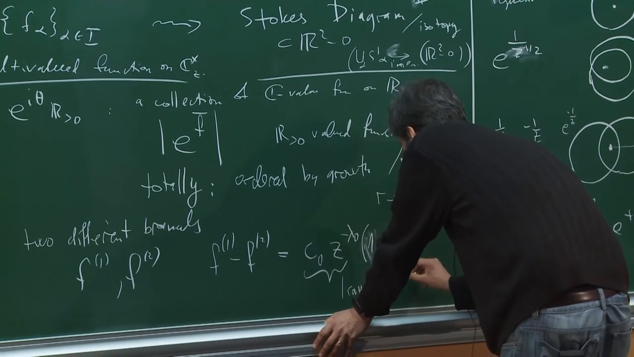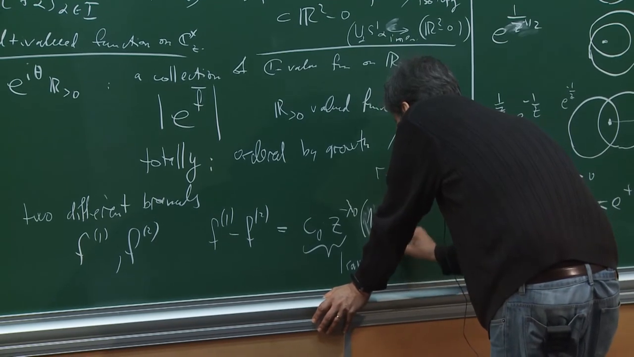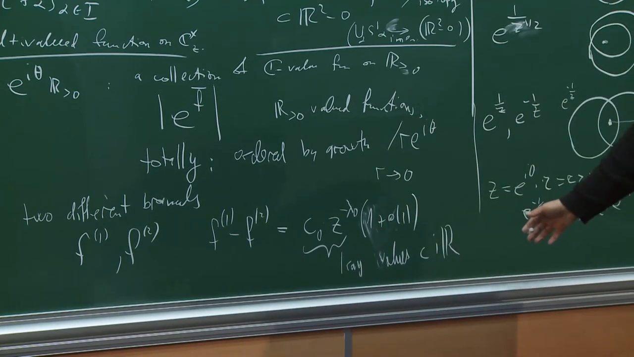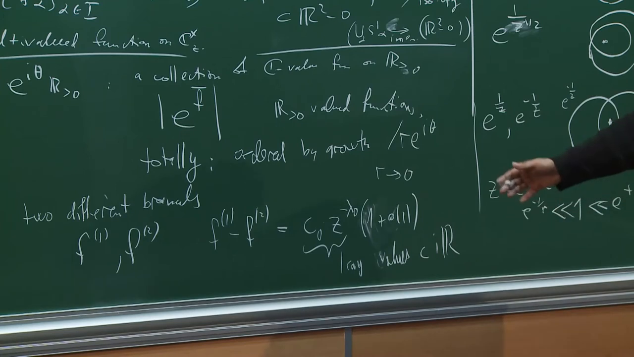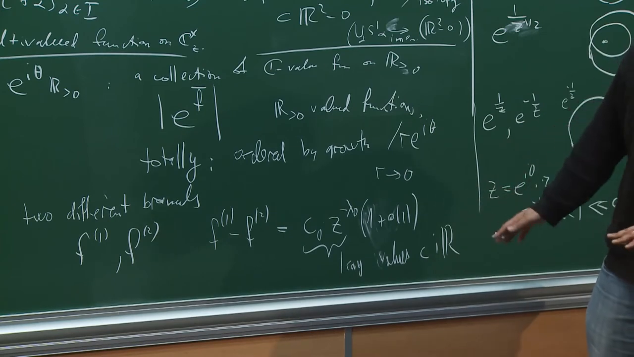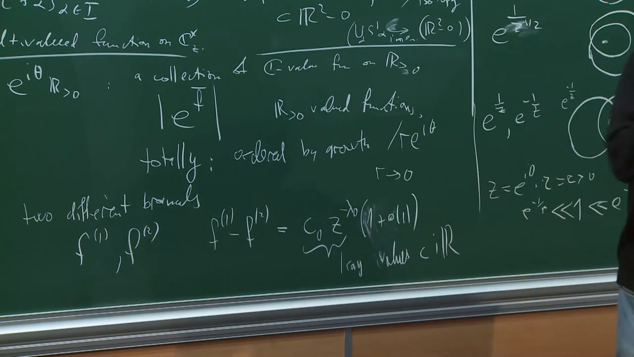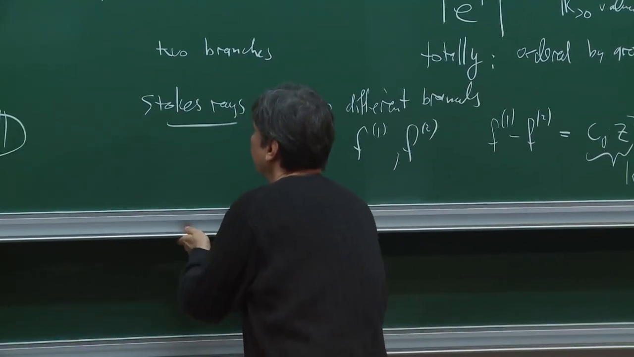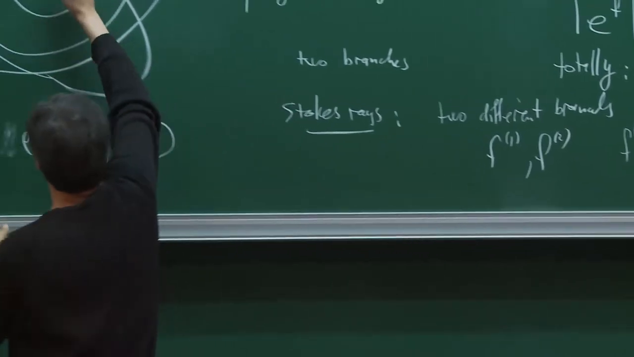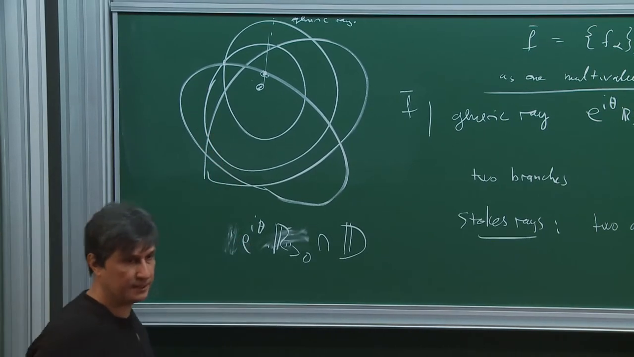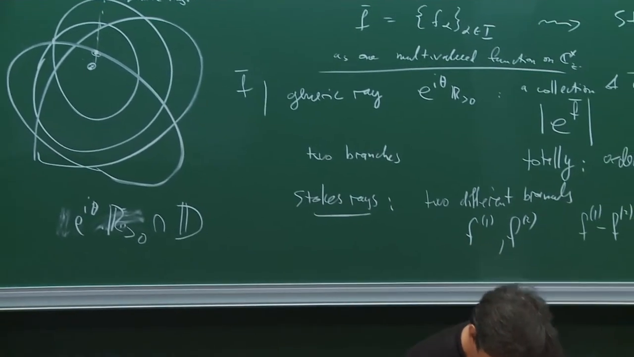takes values in purely imaginary numbers. So if you take the exponent of the sink, you get something of size one. But if you rotate the ray a little bit, then it will increase or decrease. So you get a finite collection of Stokes rays, and Stokes rays in this picture correspond to points when several branches are immersed into each other.